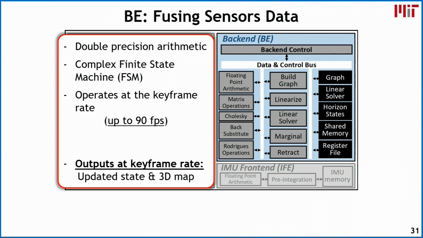And then finally, you have the back end that solves that very large optimization problem to fuse both the visual data as well as the IMU data. Now, the back end also needs to run at double precision, because in order to properly solve the optimization problem, we need this type of precision to prevent the problem from being ill-posed. It is basically an implementation of a very complex and large finite state machine, which you can see here we break into smaller finite state machines, and it operates at the keyframe rate, in this particular case, up to about 90 frames per second. And here, the output of the back end is going to be the updated states as well as the 3D map.